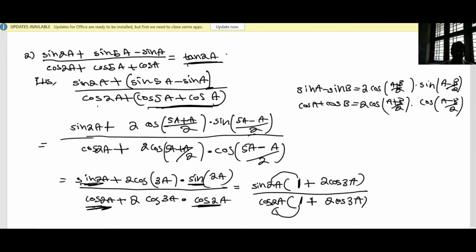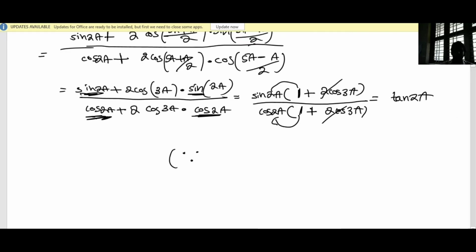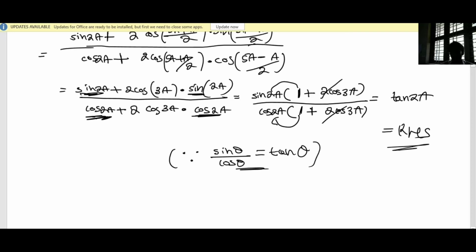Observe the numerator and denominator. The common term 1 plus 2 cos 3A gets cancelled because it is in both numerator and denominator. The remaining expression is sin 2A divided by cos 2A. This is nothing but tan 2A. The reason is that we have the identity: for any angle theta, sin theta divided by cos theta is equal to tan theta. In particular, sin 2A divided by cos 2A is equal to tan 2A. This is nothing but the RHS of the given question.